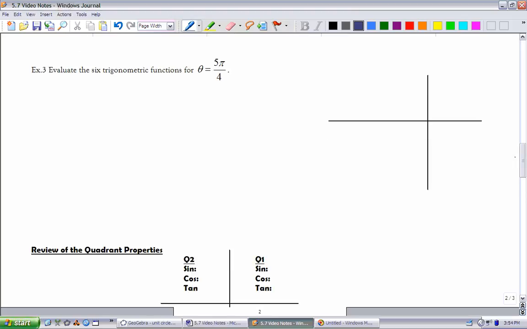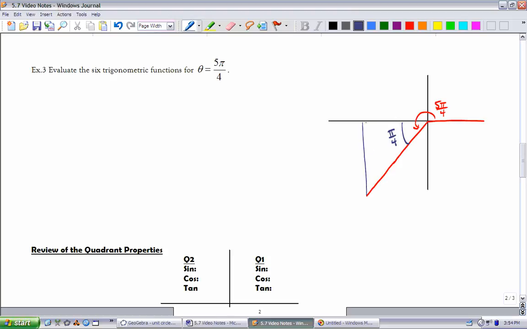Evaluate the 6 trig functions for theta equals 5 pi over 4. And so what we need to do is I'm going to draw in 5 pi over 4, which puts me right here in the third quadrant. Okay, this is 5 pi over 4. Hopefully you've had some work with reference angles. So here my reference angle is pi over 4.